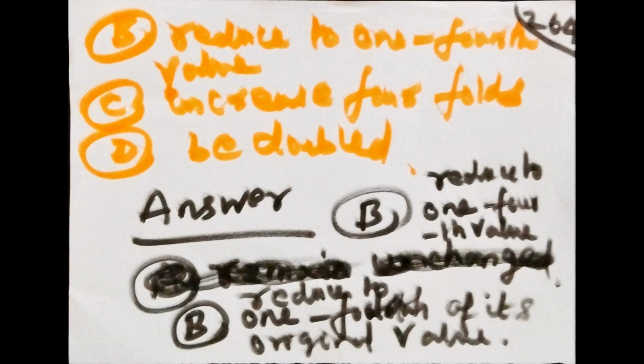Answer is 1/4 of its original value. That is 1/4 of its value. Reduced to 1/4 of its original value. Reason we will see on the next page.